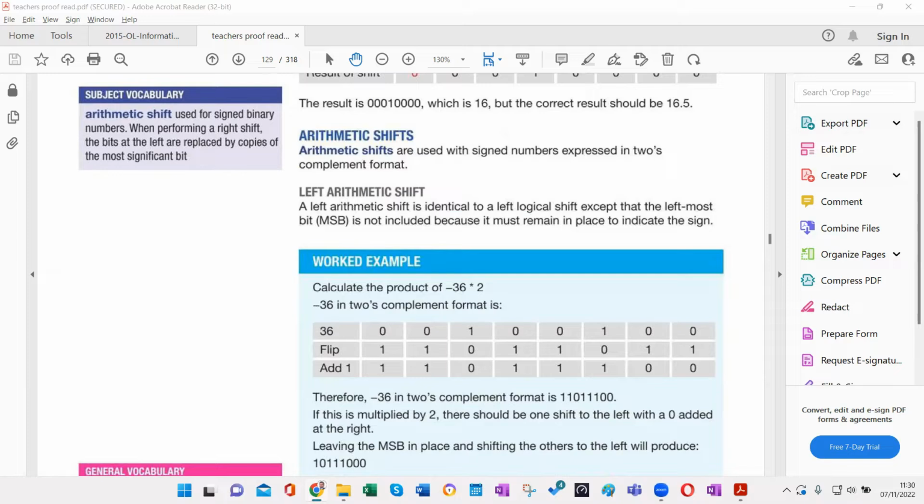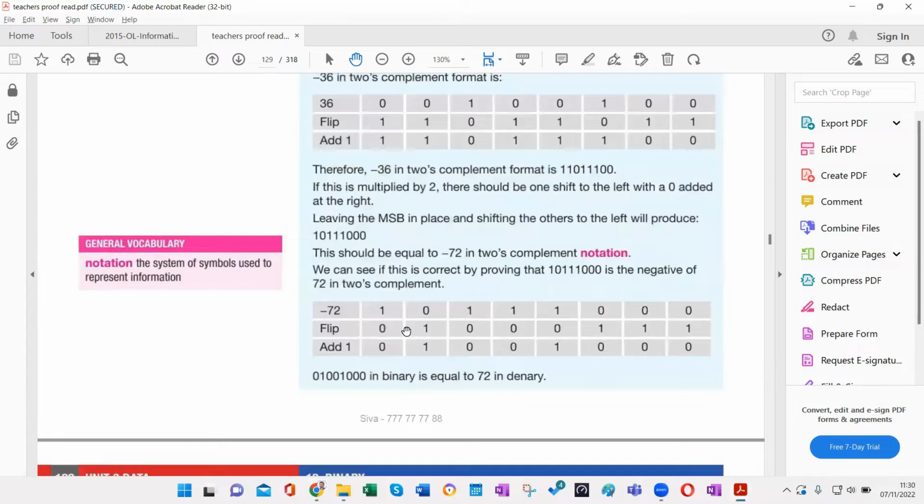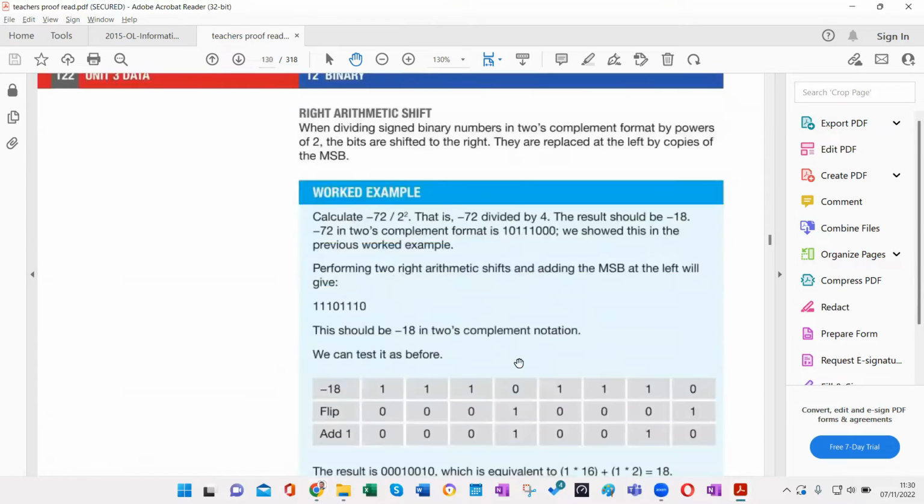Understood? Clear? Yes, sir. You will get this only if you do it. You have to do a few sums, then only you will understand it. Otherwise, it's difficult. Okay, let's look at another example before moving to the right shift.